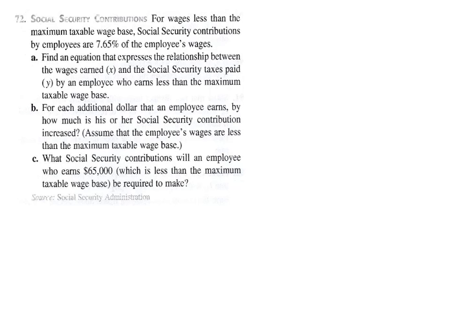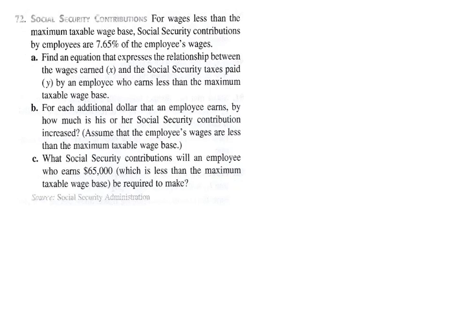In problem 72, for wages less than the maximum taxable wage base, Social Security contributions by employees are 7.65% of the employee's wages. So find an equation that expresses the relationship between the wages earned, X, and the Social Security taxes paid, Y, by an employee who earns less than the maximum taxable wage base.